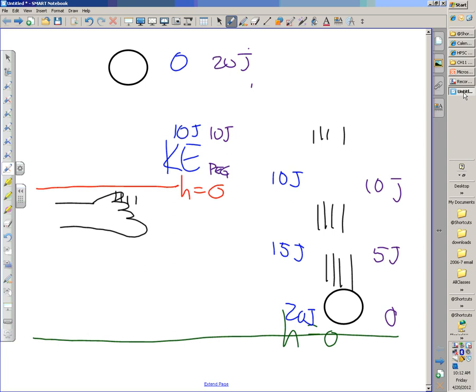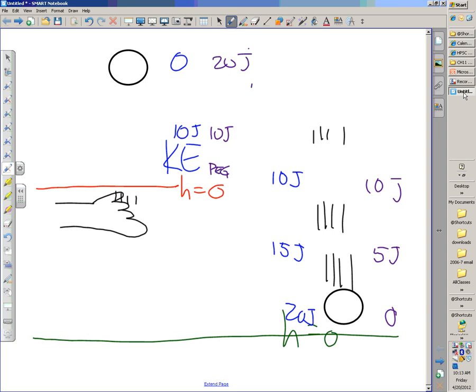Okay. So the amount of work I do is equal to the amount of change in energy. My hand. Is my hand a conservative force? It is not. So if I throw the ball, does its mechanical energy stay the same?